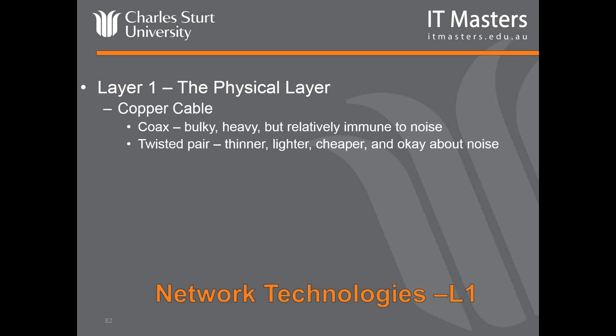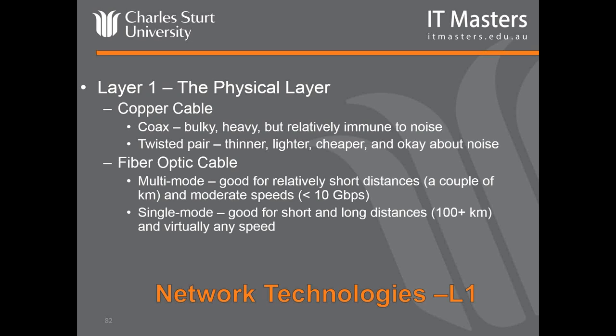Anyway, layer one, remember, we have all these things like copper cable. For those who are old and been with this forever, we have coax. We still have that now if we're talking about cable connections. Still there. Bulky, heavy, immune to noise very much. Twisted pair, cheaper. Fiber optic, multi-mode and single mode. We can get nice, fast connections, long distances in this, and many people using it at the same time.